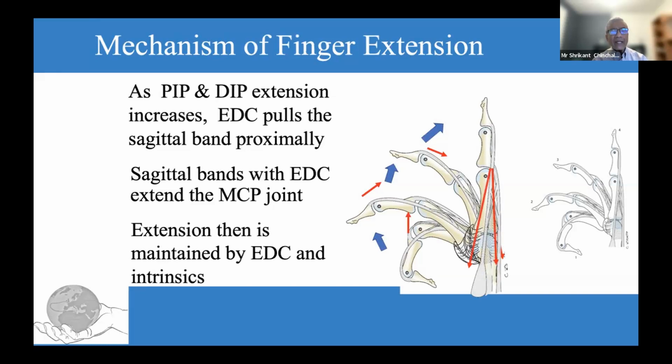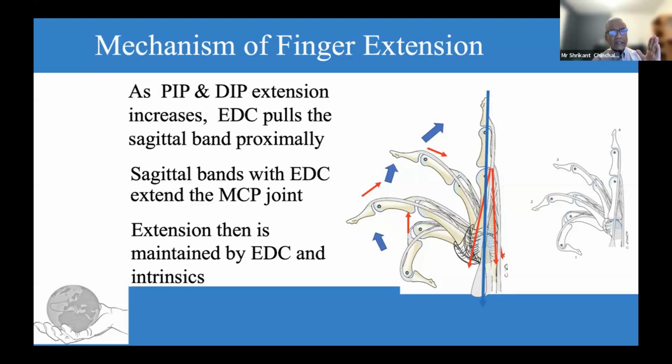Now you may see where the intrinsics play a role in extending the fingers. Especially when you look at the lateral bands, they start to translate dorsal to the anatomical axis of rotation. The intrinsics also contribute additional force through the medial bands acting at the PIP joint, and through the conjoint bands at the distal interphalangeal joint, causing it to extend nicely.